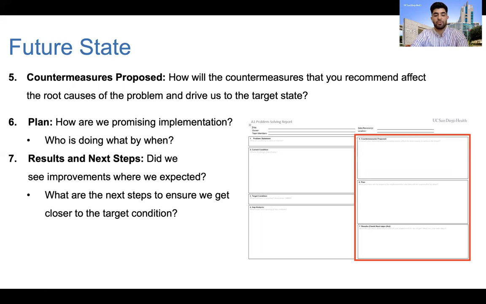The last step is to check your results and define next steps. So did we see improvements where we expected? If not, what are the next steps to ensure that we get closer to this target condition? If so, how can we sustain this process? Once you have all 7 areas filled out, then your A3 is complete.